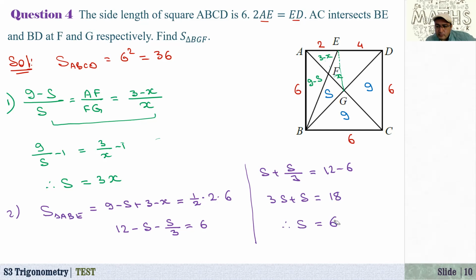No? It's not. It's 12, 36. Okay. So this is 4S, right? 9 minus S plus 3 minus X is equal to 12 minus S minus X. X equals S over 3. On the right-hand side, 1 over 2 times 6, that's equal to 6. So 4S is equal to 18. S is equal to 18 over 4, that's equal to 9 over 2. Okay, S is equal to 9 over 2.